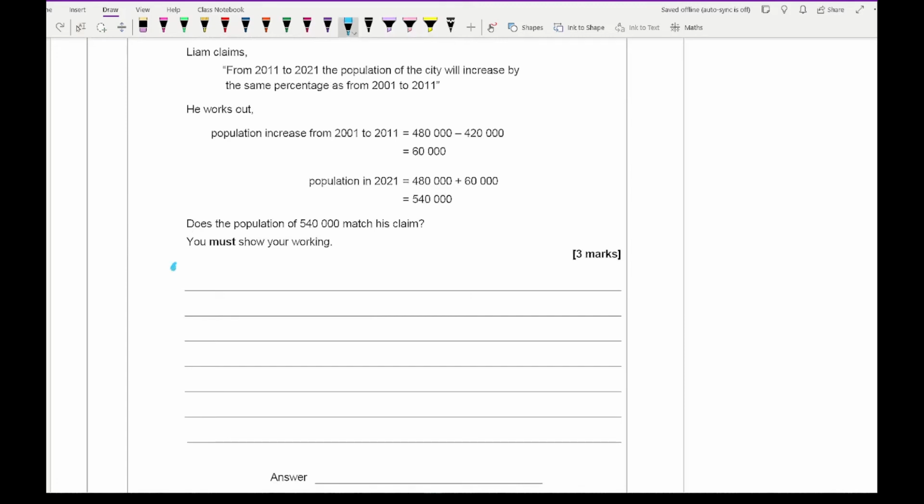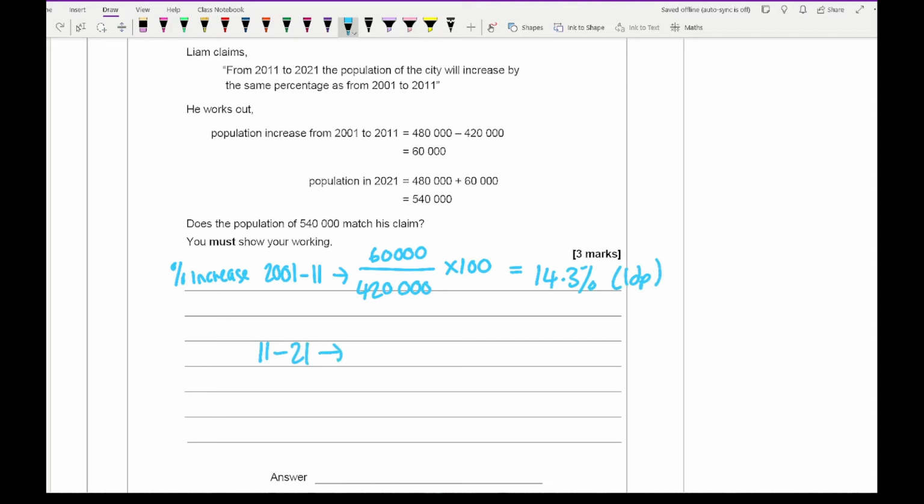So the first thing we want to work out is the percentage increase from 2001 to 2011. Now, how do we do that? Well, it's going to be the difference between the two, which is 60,000, divided by the original population, which was 420,000. And if we multiply that by 100, we get a percentage of 14.3%, to one decimal place. Then if we do 2011 to 2021 and work out the difference, which is 60,000, over the population that it was in 2011, which is 480,000, and we multiply that by 100, not 1,000, I'm going to be crazy with the zeros there, we get a percentage of 12.5%, to one decimal place.